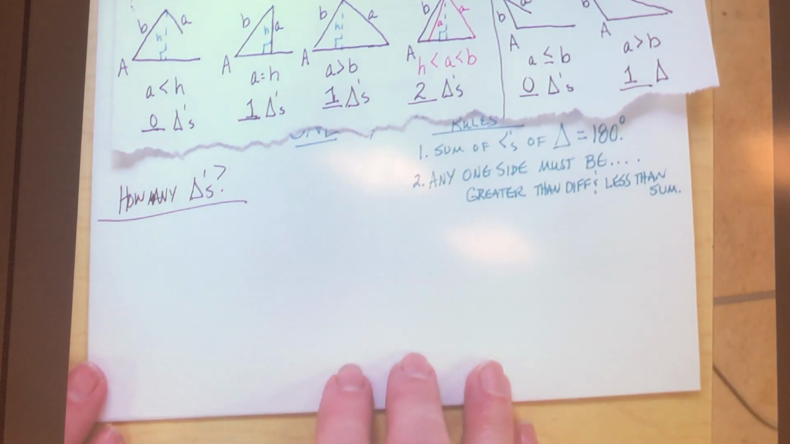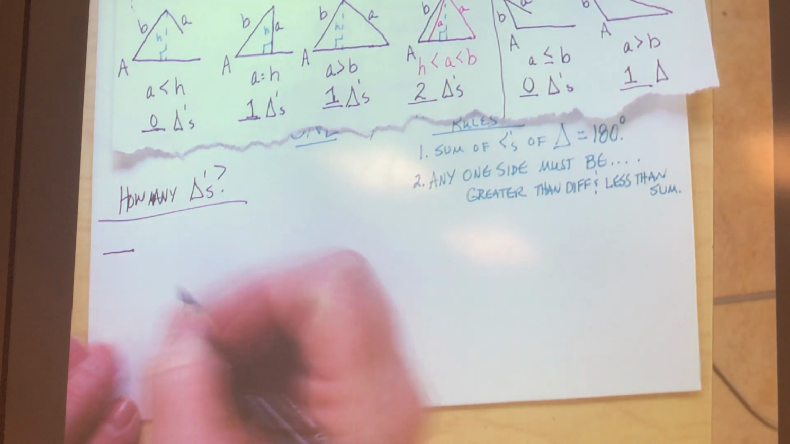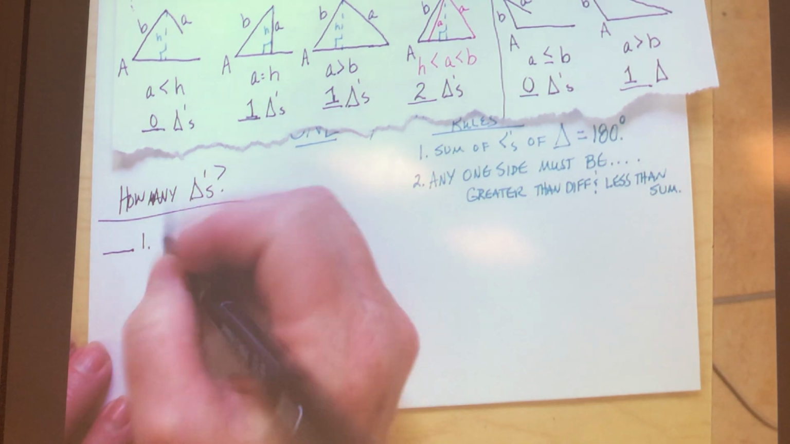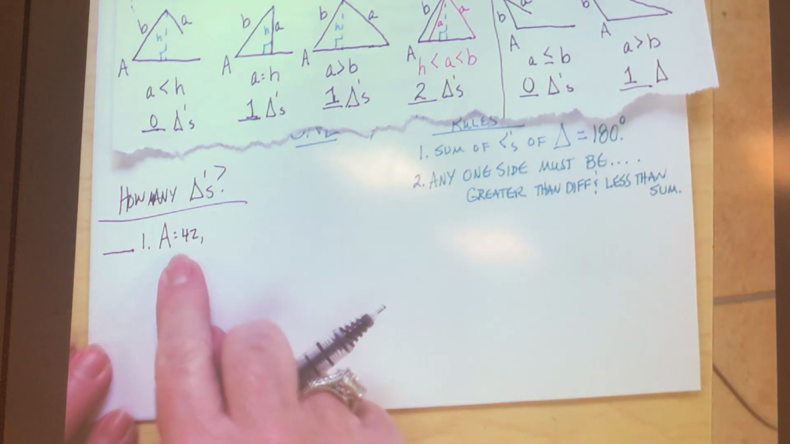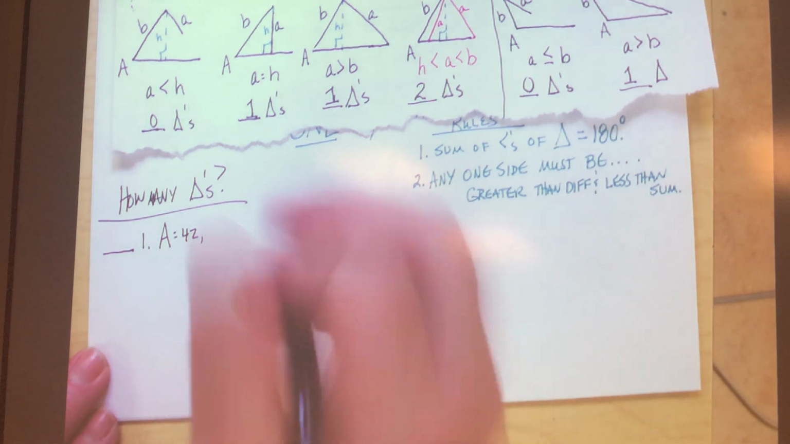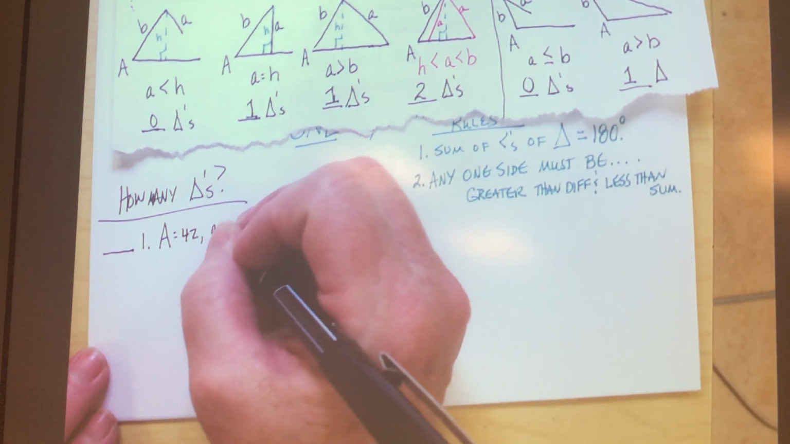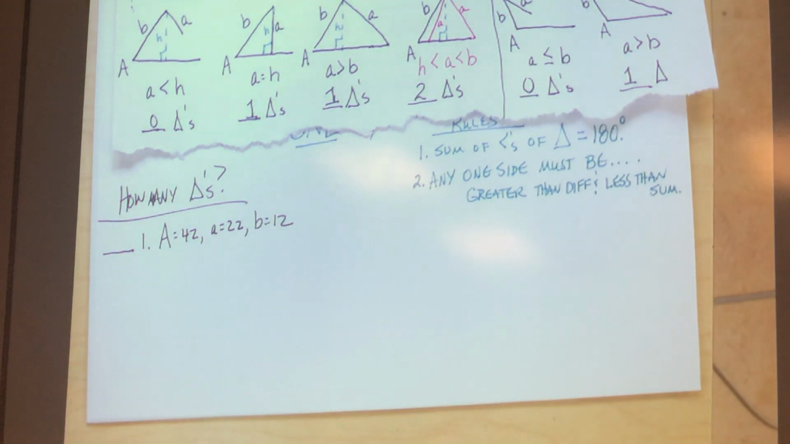So here we go. Number 1, I'm gonna draw a blank. That's where I'm gonna put my answer. I'm gonna tell you that big A is 42. What does that mean? That's an angle, angle A, and I don't have to put angle A, I just said big A. Big A is 42, little a is 22, and little b is 12. So my first question is, is it ambiguous?